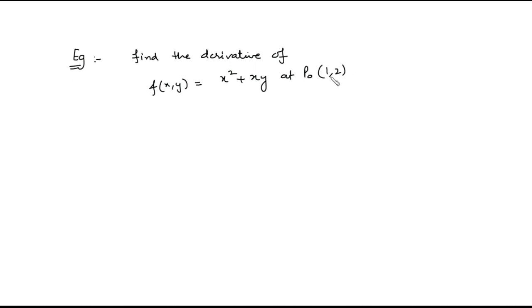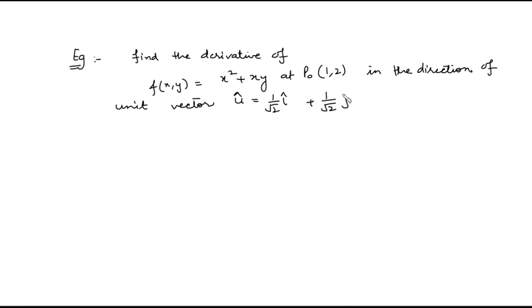Let's suppose we have to find the derivative of the function f = x square plus xy at a point p naught (1, 2) in the direction of the unit vector u cap as 1 by square root of 2 i plus 1 over square root of 2 j. So now just see, it will be the derivative of the function with respect to s at a point p in a direction of u.